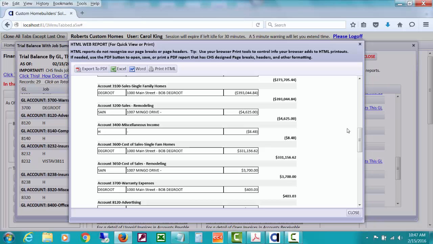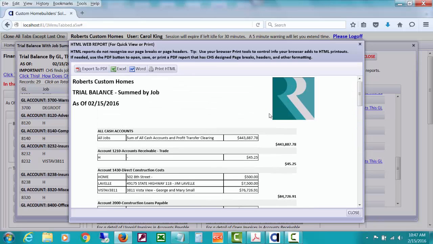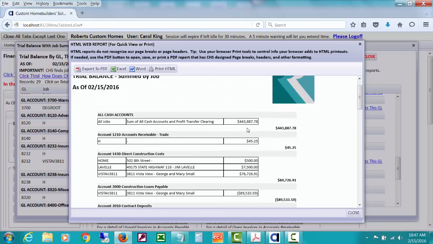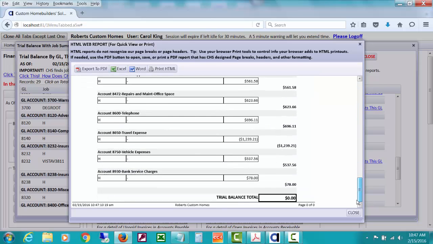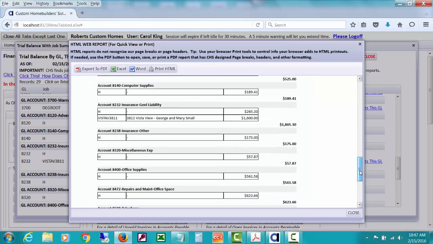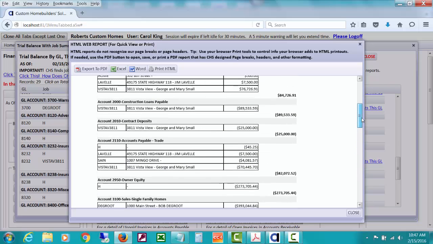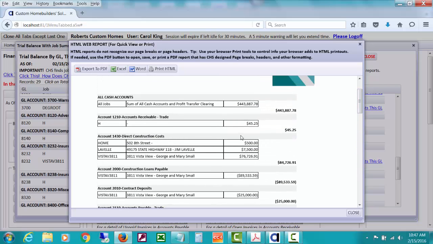It's going to do a reverse calculation to show you how much is the total for cash, which you can prove to yourself by printing a list of your cash accounts. But this should come down to 0 because it is a trial balance. But you can see again in the 1430 account that we can see the amounts for each job there. So that's the trial balance by job.